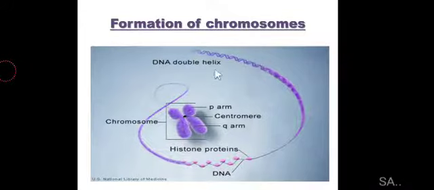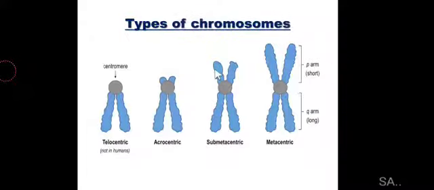It contains double strands. If you look at the types of chromosomes, they can be divided into four types: metacentric, submetacentric, acrocentric, and telocentric. These are divided on one important basis, which is the position of the centromere. As you can see, in case of metacentric chromosome, the centromere is lying in the center.